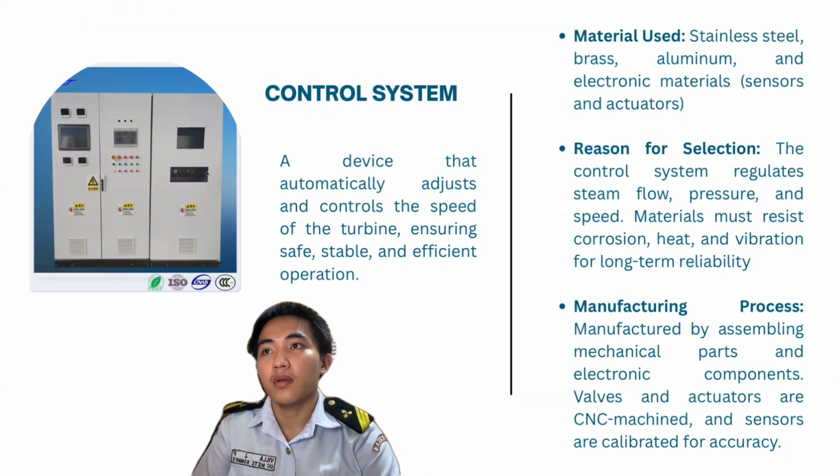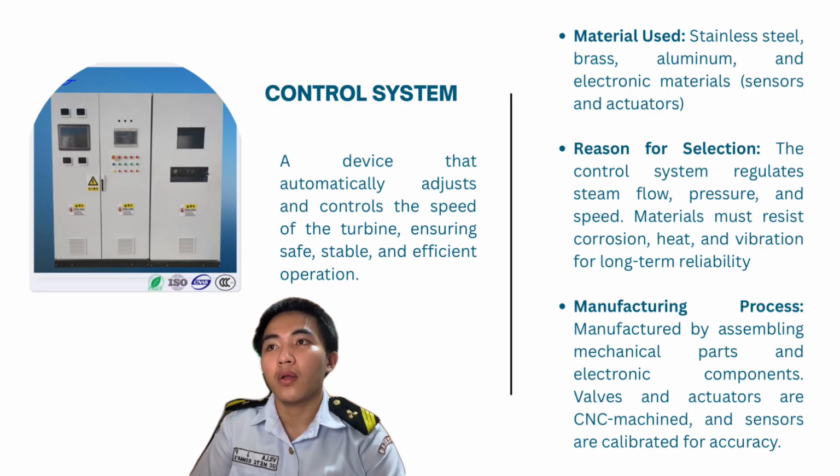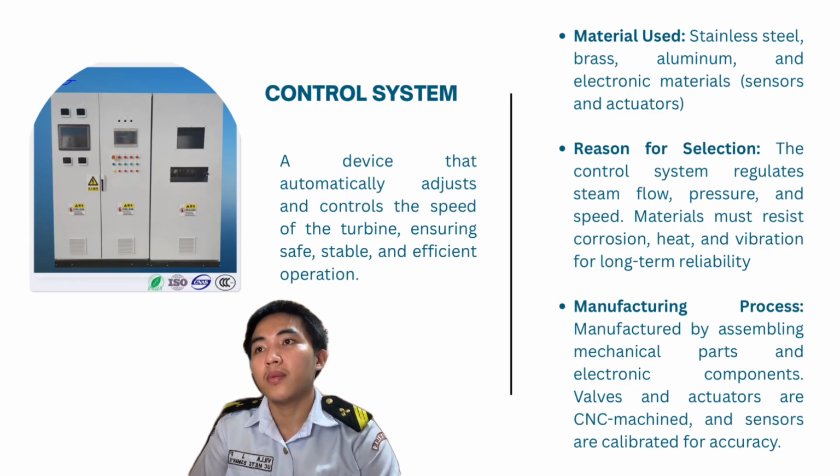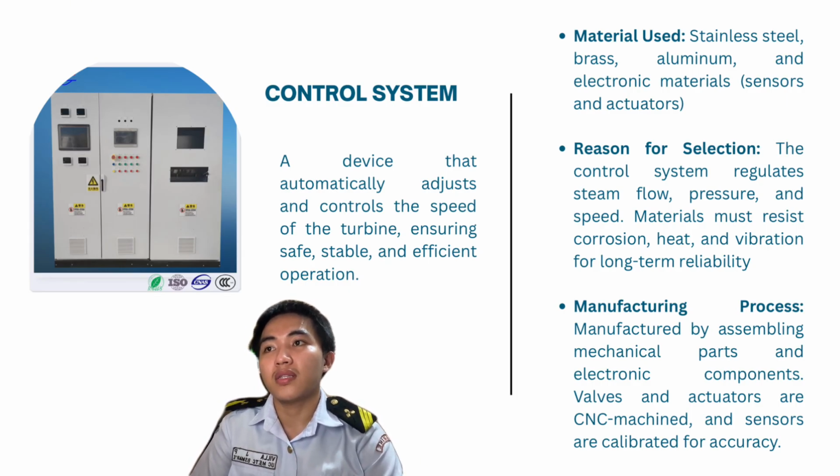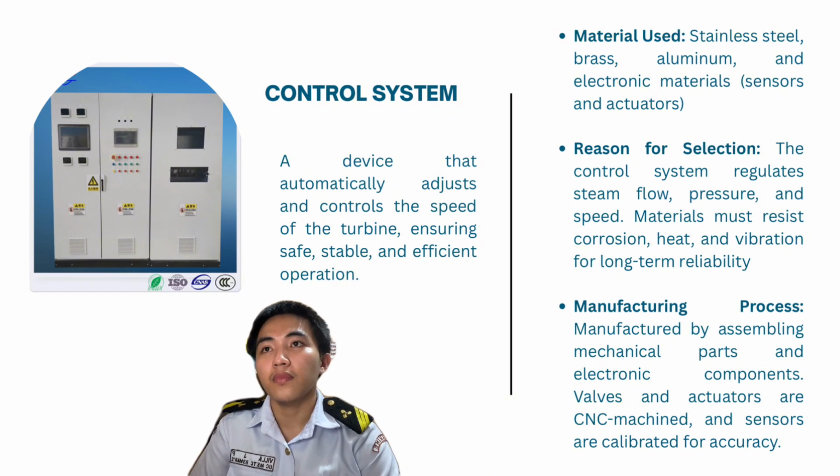Manufacturing process: manufactured by assembling mechanical parts and electronic components. Valves and actuators are CNC machined and sensors are calibrated for accuracy. So the control system helps the turbine work safely and properly. It adjusts the speed, pressure, and steam flow automatically. It uses sensors to check if the turbine is running normally.